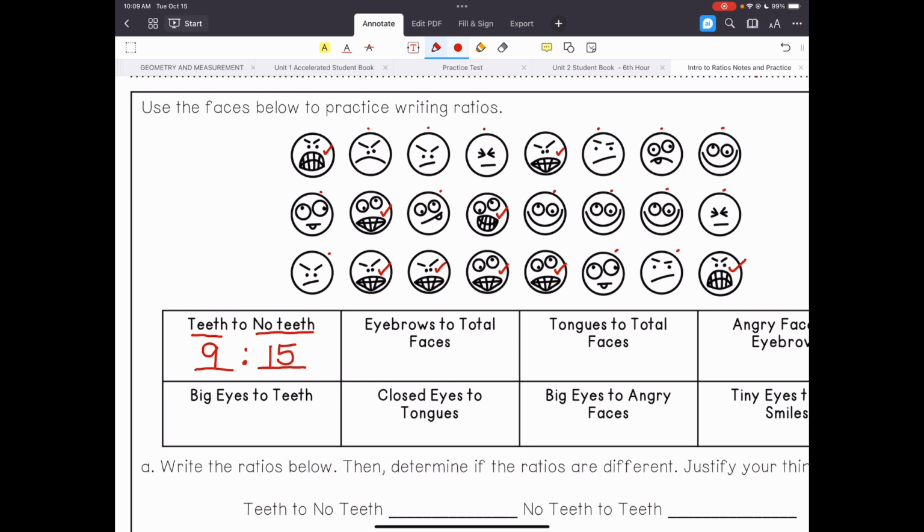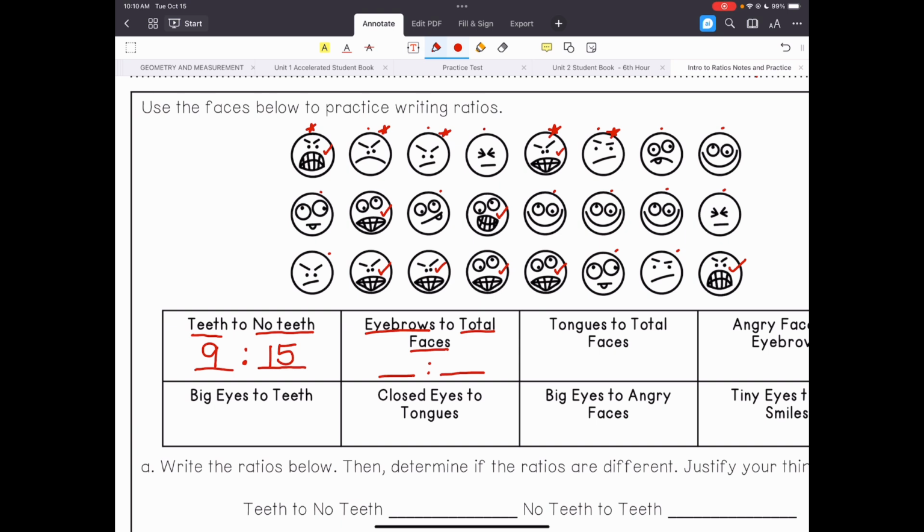Our next one is eyebrows to total faces. So eyebrows compared to the total faces. Let's go ahead and see which ones have eyebrows. So 1, 2, 3, 4, 5.